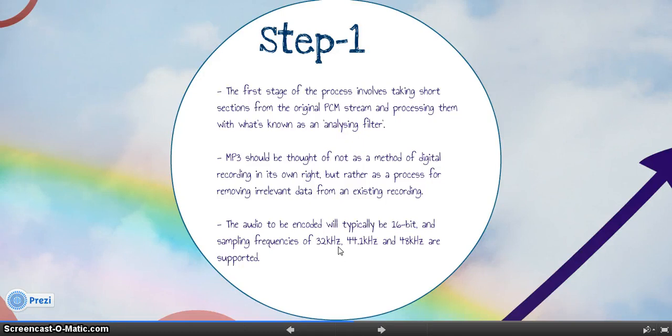Let us move on to step 1 of our MP3 compression. The first stage of the process involves taking short sections from the original PCM stream and processing them with what's known as analyzing filters. The MP3 should be thought of not as a method of digital recording in its own right, but rather as a process for removing irrelevant data from an existing recording, as we said.